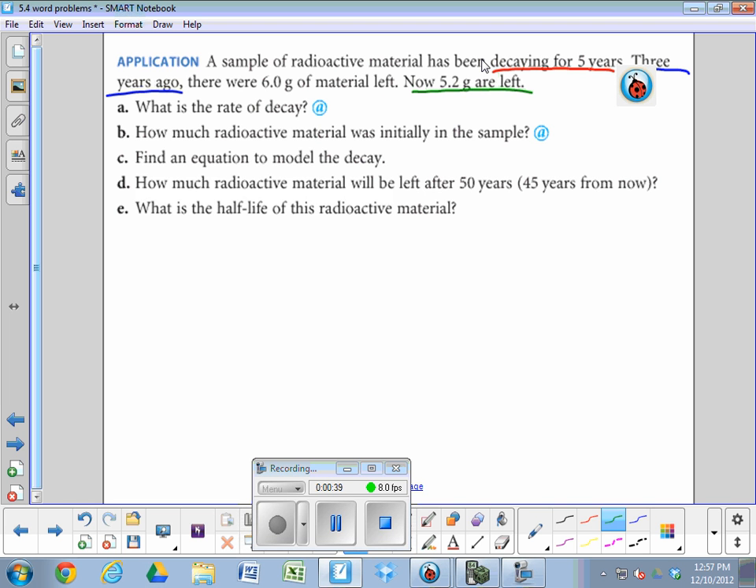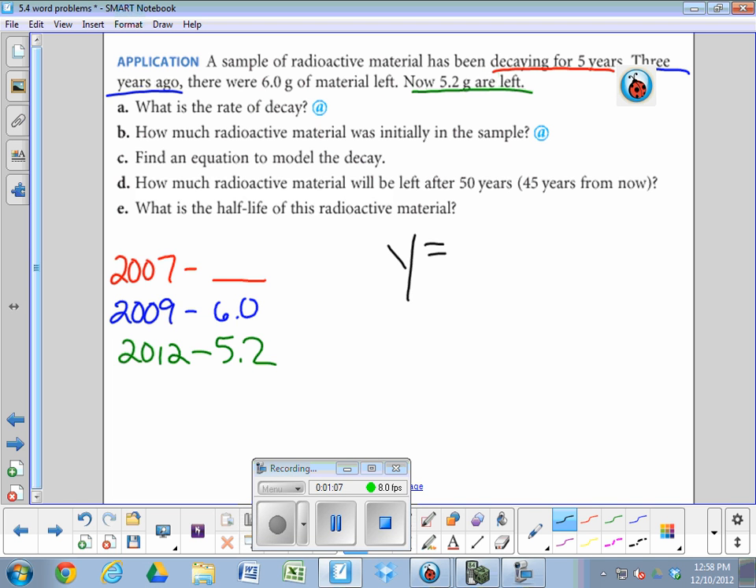Well, what year is it? In 2012, there's 5.2. What about 3 years ago? 2009, there were 6.0 grams of the material. How much was there 5 years ago? We don't know. So we really need to determine what the starting point's going to be. And in the equation y equals ab to the x, that's kind of important to know what a is, to know what the starting amount is.